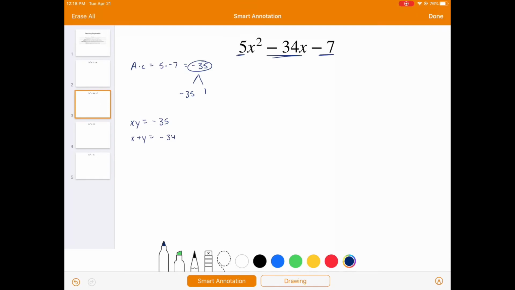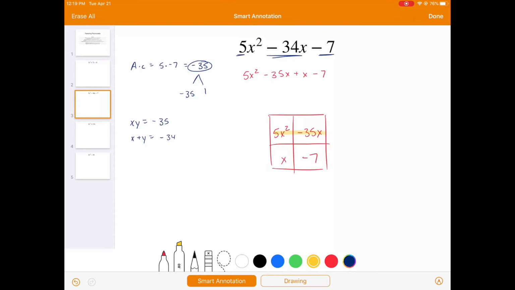From there, we're going to rewrite our original polynomial, so this up here, and replace in the factors that we just got. So we'll have 5x squared minus 35x plus x minus 7. And then we can create our box. So top left is going to be our squared term, so 5x squared. Bottom right is our c term, so -7. And then we write in our factors, -35x and x. And then we factor out.